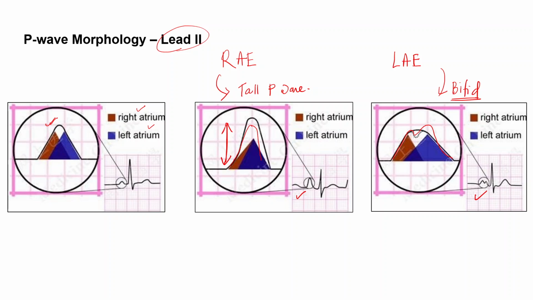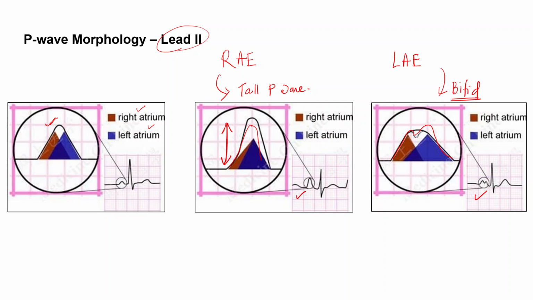Now you must be thinking, why is there no notch in right atrial enlargement? In left atrial enlargement we have two different depolarizations for the right atrium and left atrium, so we get a notch in between. But we do not get a notch in right atrial enlargement because the action potential starts in the right atrium, so the majority of the P wave will be covered inside the right atrial depolarization, and that will be the predominant one. So only the amplitude will increase.